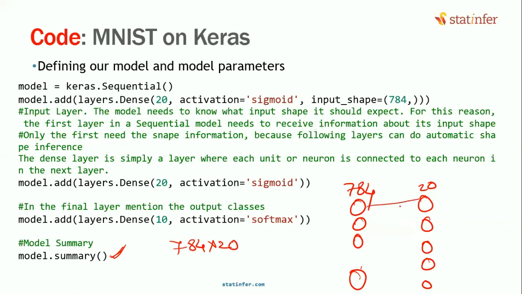x1, x2, x3 and so on will be connected to this one. If you add that bias term also, which is beta naught, beta 1, x1 and so on, then it will be 785 into 20. Do you agree with that point? 785 into 20, how much will that be? 15700. If it is 785 into 20, how much would that be? Calculate that.